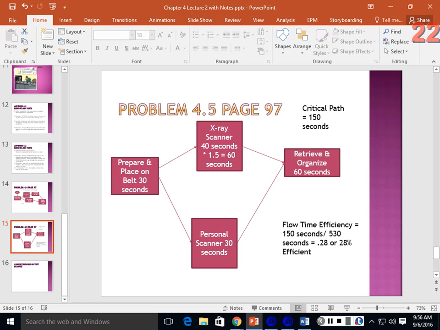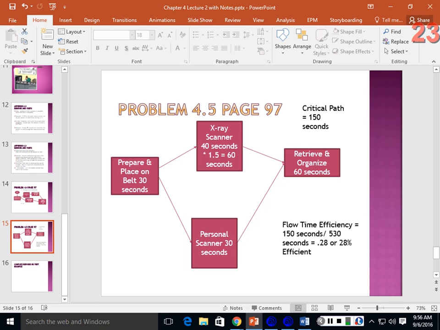So what if we change the personal scanner to 20 seconds? Does that change our critical path or the flow time? No, because it's not on the critical path, right? So, all right. Again, just to emphasize, as you're looking at your projects, you've got to look for the critical path to know where you're going to be able to make the impact.